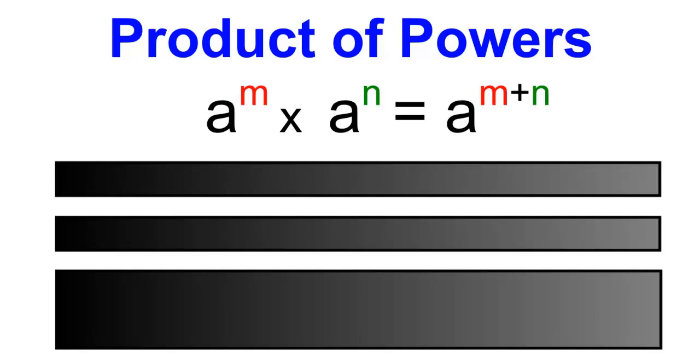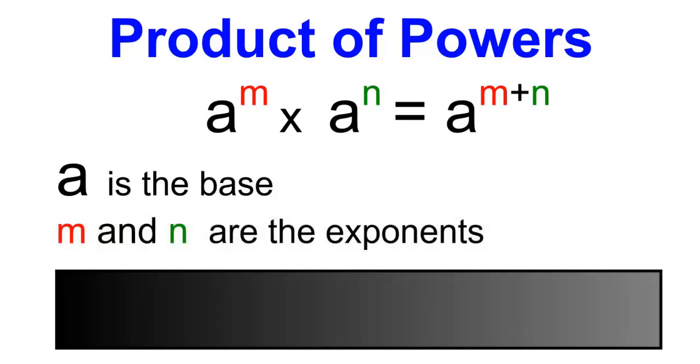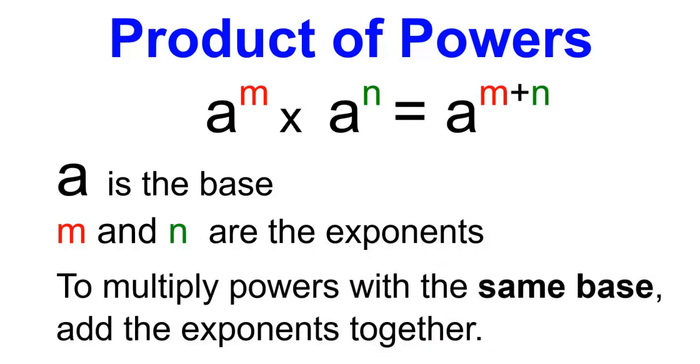Product of powers. A to the m times a to the n is equal to a to the m plus n. A is the base. M and n are the exponents. To multiply powers with the same base, add the exponents together. Again, the powers have to have the same base, and if they do, you can then add the exponents together.